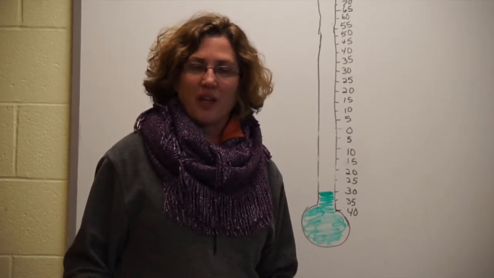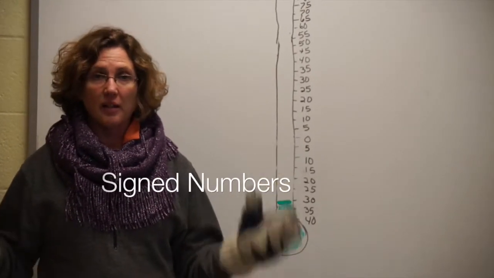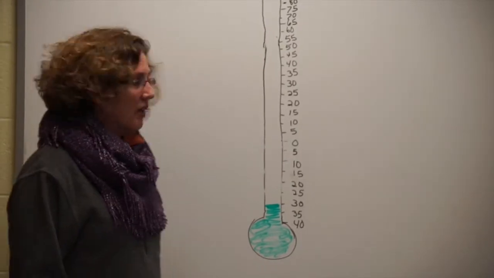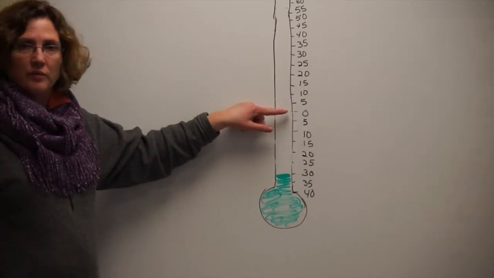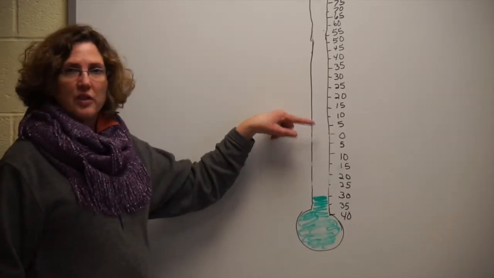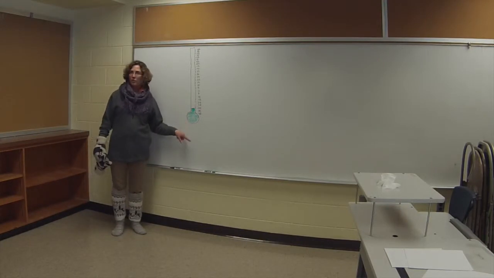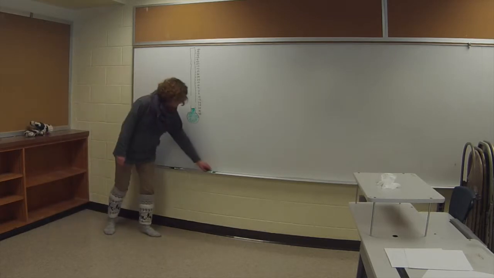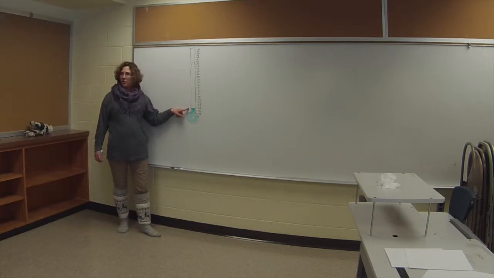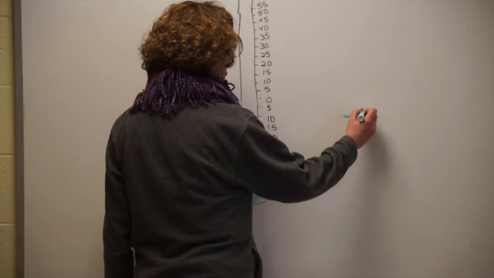I live in the north, and so I like to think of temperature when I'm working with sign numbers, adding and subtracting sign numbers. Look at my thermometer. Here is 0. Anything above 0 is a positive number. Anything below 0 is a negative number. So let's just figure this out. If today is minus 30 degrees Fahrenheit, it's 30 below 0, right? So it would be minus 30.